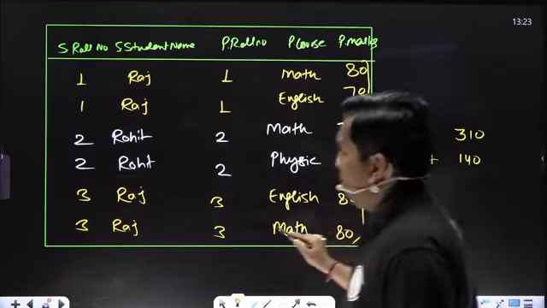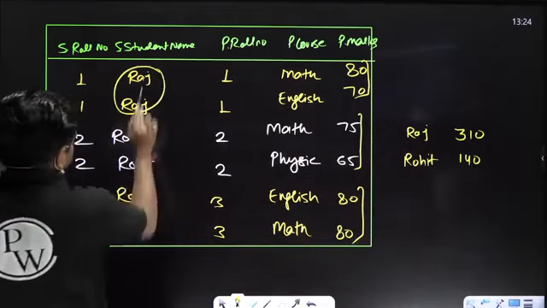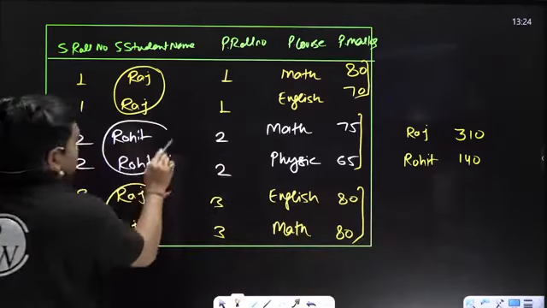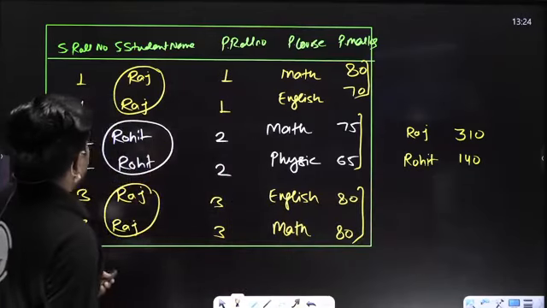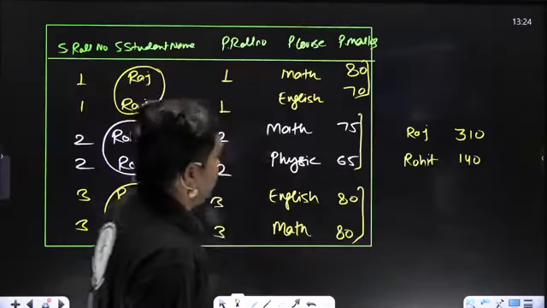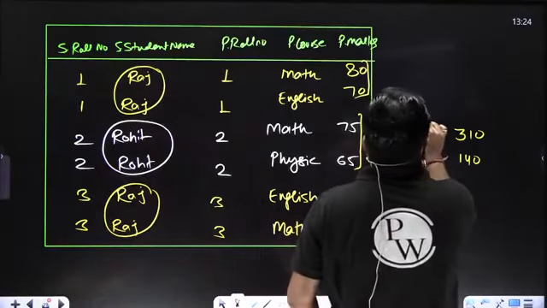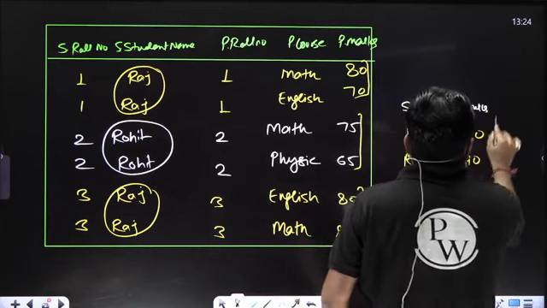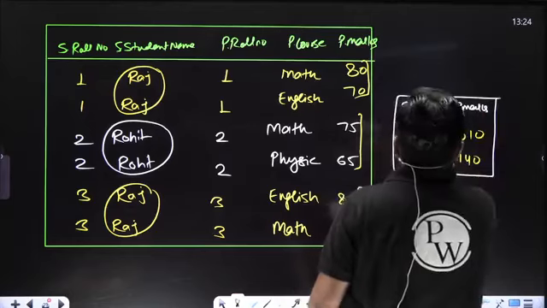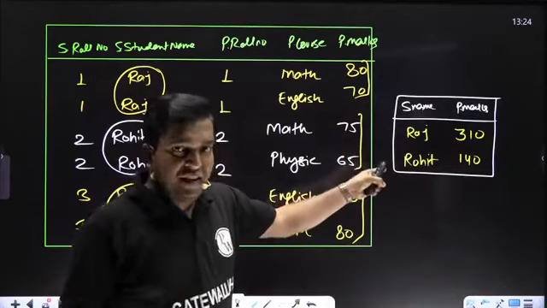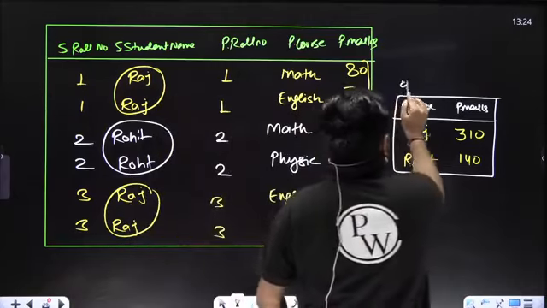When you do the grouping, you are getting only Raj and Rohit, two tuples: student name and sum of P.marks. So you are getting only two tuples. First one is Raj 310 and second one is Rohit 140. This is the output.